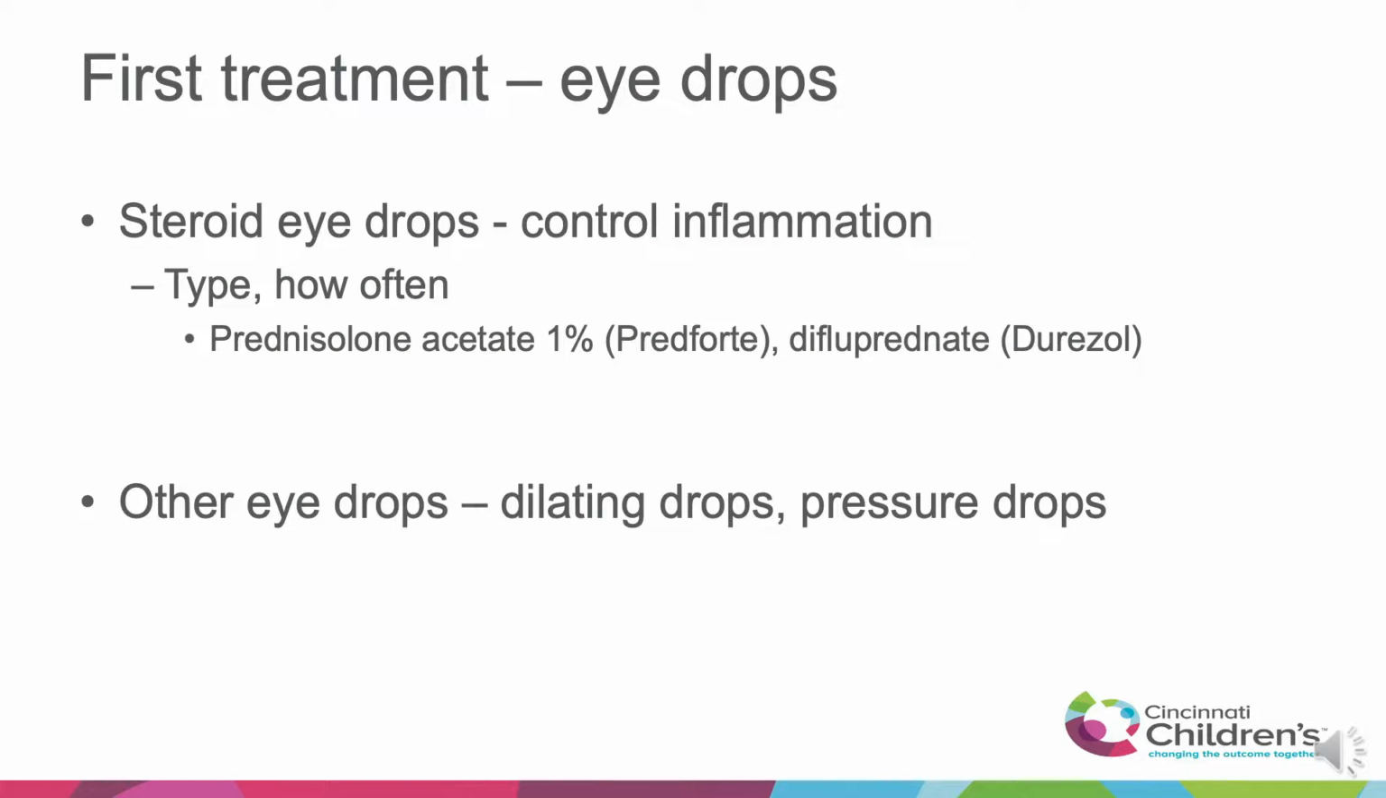The children who develop uveitis need treatment quickly, and steroid eye drops are the first treatment to control the inflammation in the eye. There are different types of steroid eye drops, and they can be instilled in the eye as often as hourly to once a day. It's important that these eye drops are given regularly so the inflammation is controlled. There are also other eye drops that can be used to keep the pressure normal when a child has glaucoma, or to keep the eyes dilated if there is some damage to the eye.